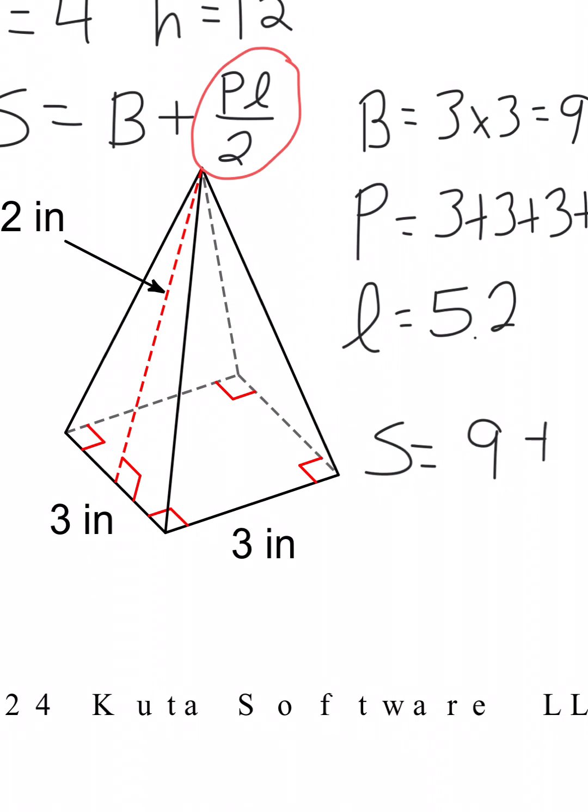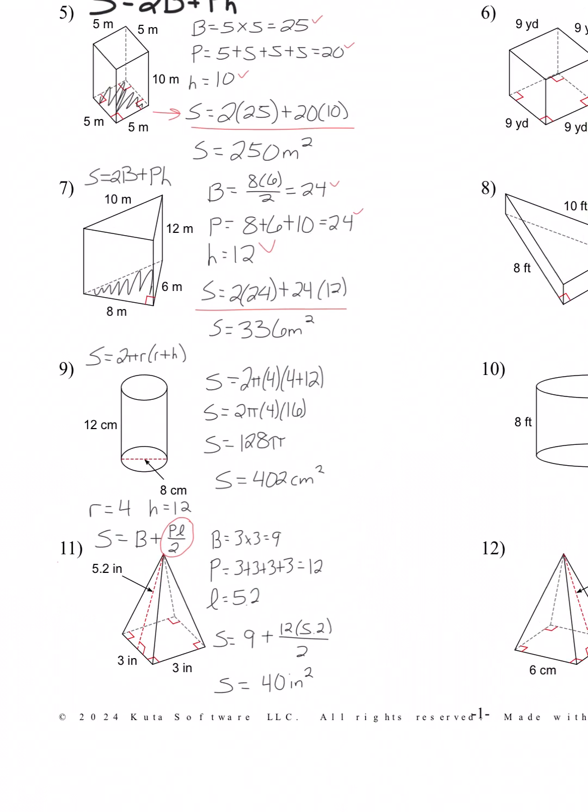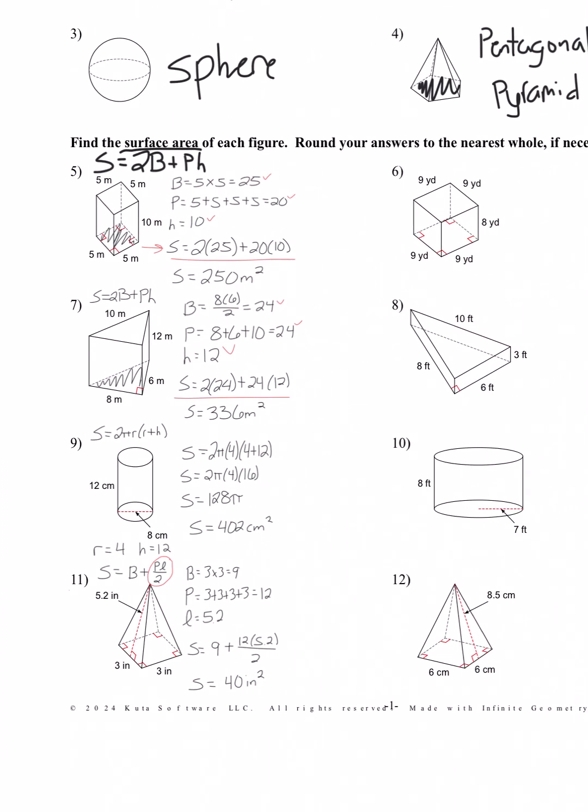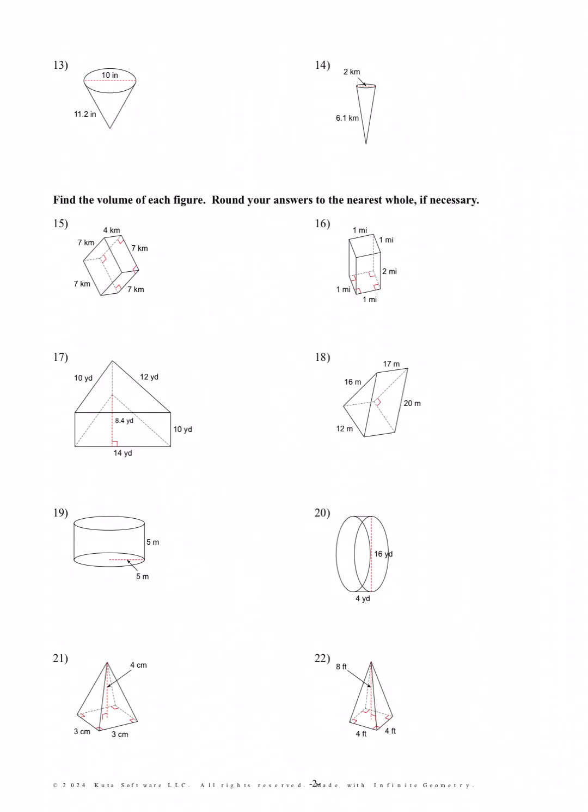We have 9 plus 12 times 5.2 divided by 2. What comes first when solving this? Yep, multiply and then what? Divide and then add. Okay, what do we get for our final answer? 5.7. Yep, 40. 40 what? Inches squared. Good. Okay, any questions over the front page? No? Okay.